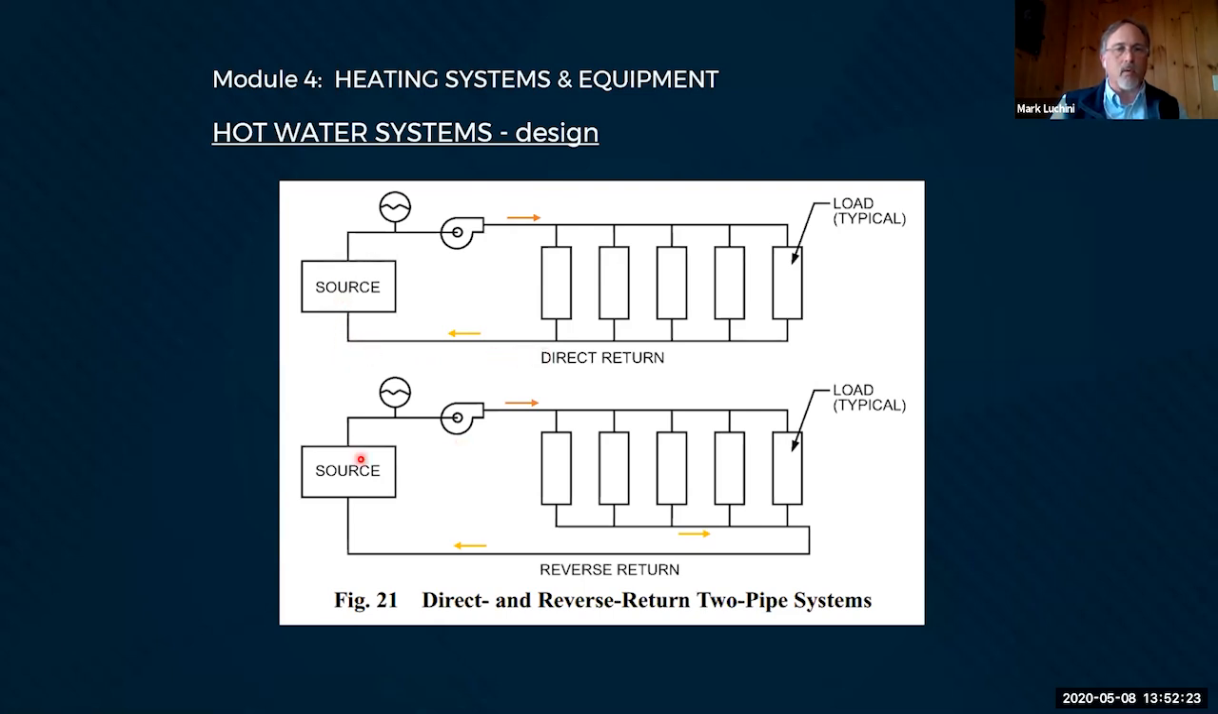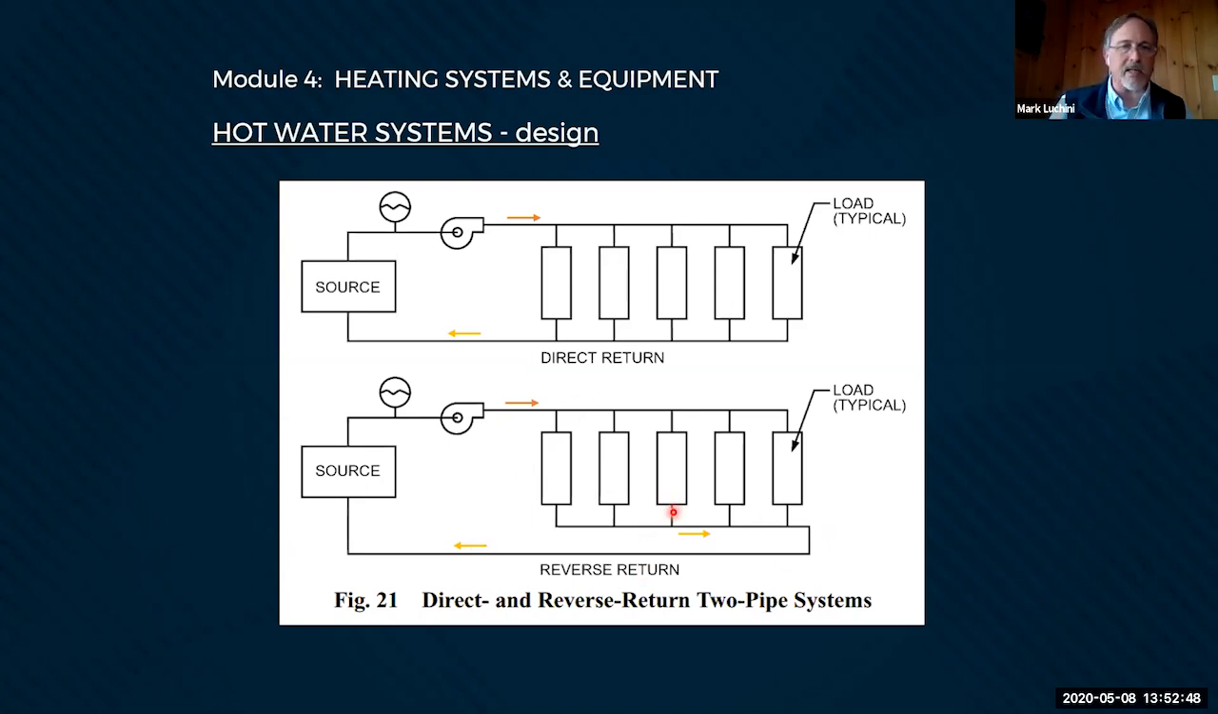Okay. Whereas with a reverse return, a water molecule has to basically travel the same distance no matter which radiator it goes through. All right, so if I'm a water molecule here, I get a shortcut, right? If I go through the first one, but in a reverse return, doesn't matter which load I go through, I still have to travel the same distance.